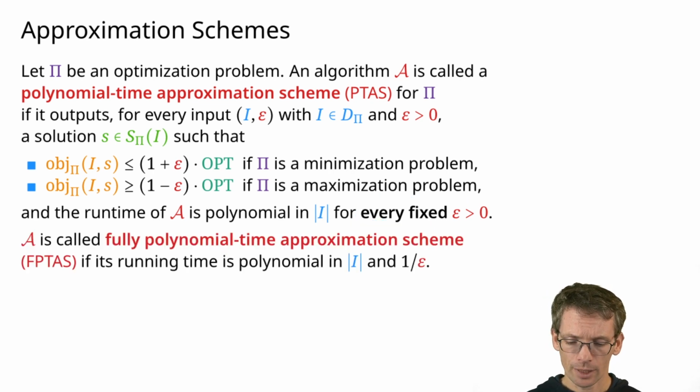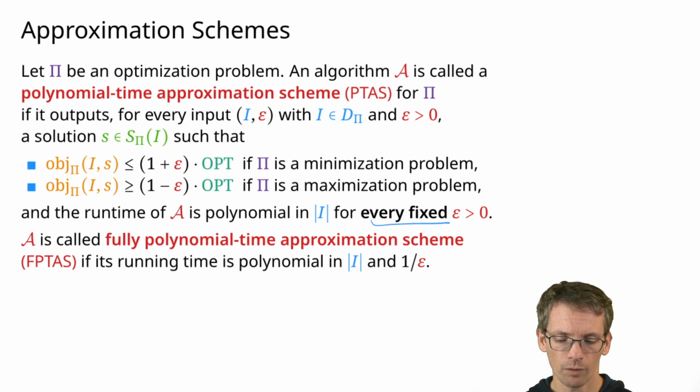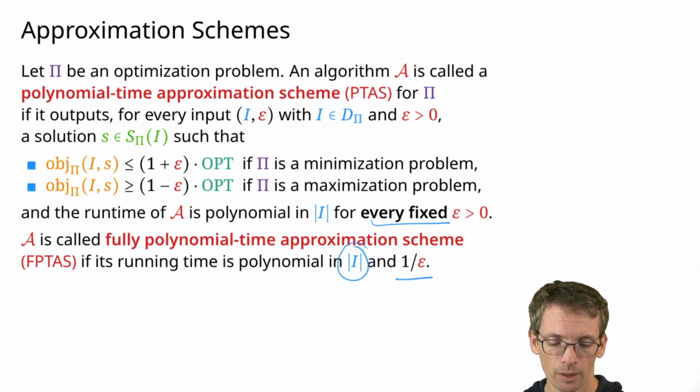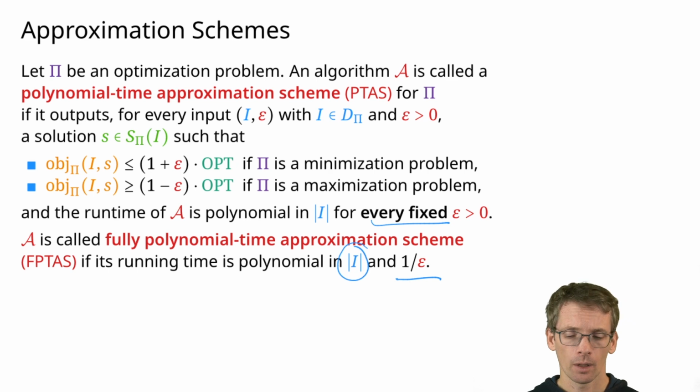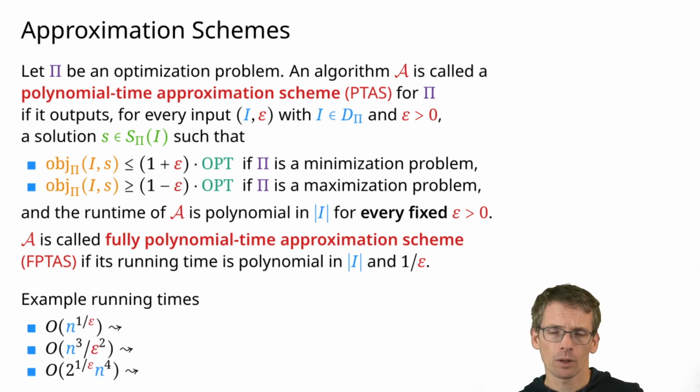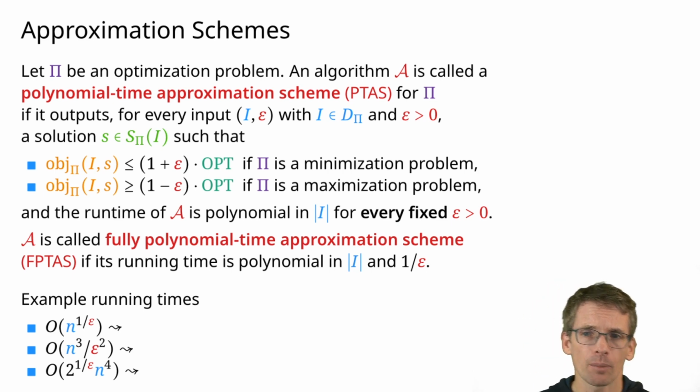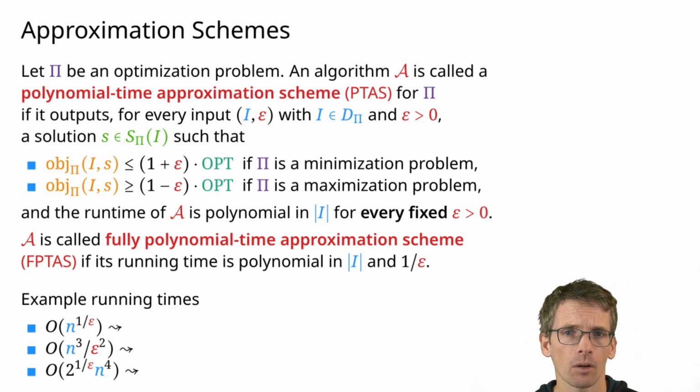And if we strengthen this to the following, namely, we do not require epsilon to be fixed, but we say the algorithm is polynomial in the input size and 1 divided by epsilon, then this is a fully polynomial time approximation scheme, or also for short, FPTAS. So let's take a look at some examples. So if you have O of n to the 1 divided by epsilon, this is now a PTAS, and is it also an FPTAS? So this is only a PTAS.